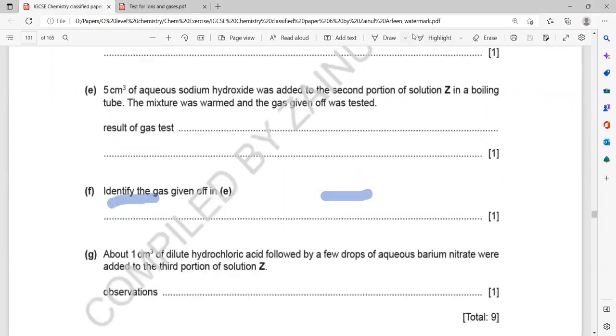If it was SO4, barium sulfate would form, a white precipitate. But in this case, the observation is there will be no visible change. Why is there no visible change? Because it's not a sulfate ion, it's a sulfite ion.